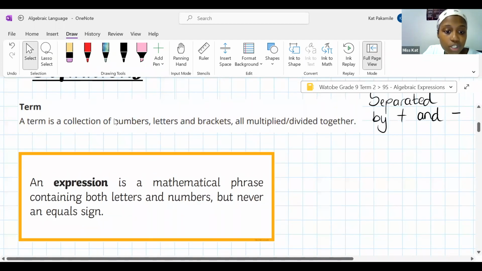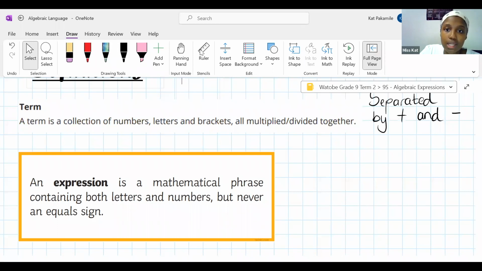An expression, which is the topic we are on, is a mathematical phrase containing both letters and numbers, but never an equal sign. Once it has an equal sign, guys, what do we call it? We don't call it an expression anymore. An algebraic expression does not have an equal sign. Once it has an equal sign, it becomes an equation, an algebraic equation.